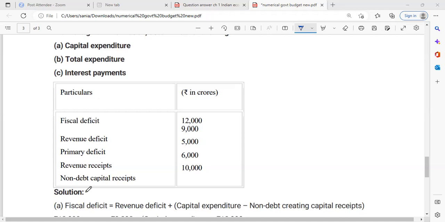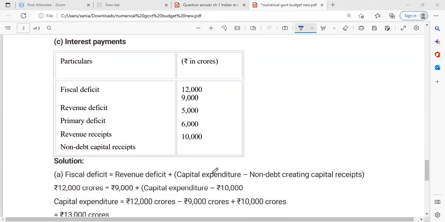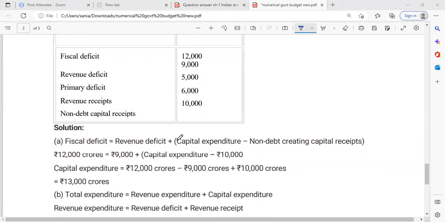See, fiscal deficit was the formula revenue deficit plus capital expenditure minus non-debt capital receipt. Revenue deficit plus capital expenditure minus, you have here capital receipt as well, na? So you will subtract that. So fiscal deficit is already given 12,000. Revenue deficit 9,000. From here, can you find the capital expenditure? Yes, ma'am, I can. You have to substitute it, and you will get this capital expenditure.